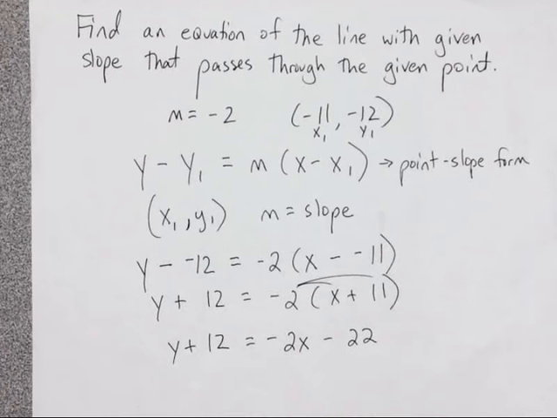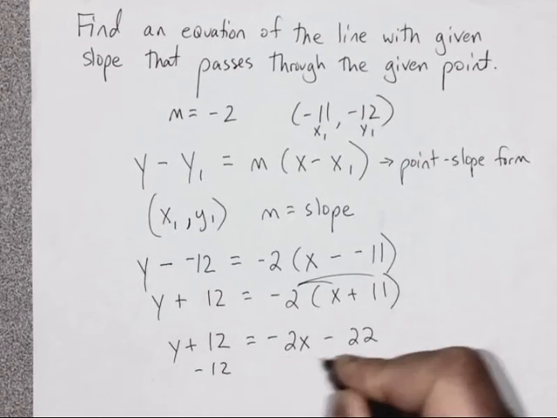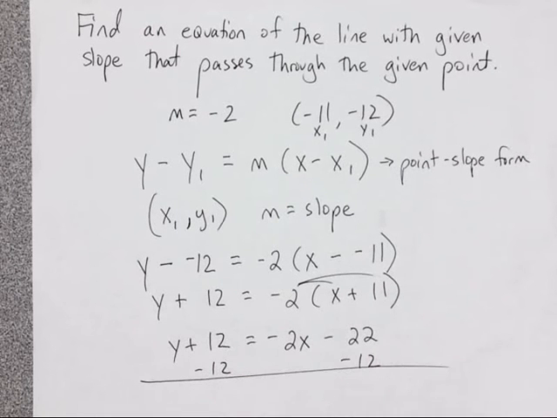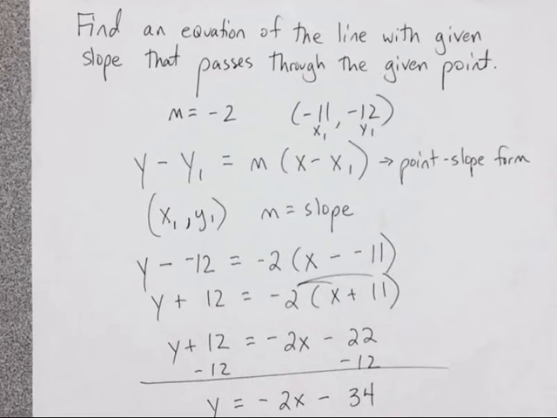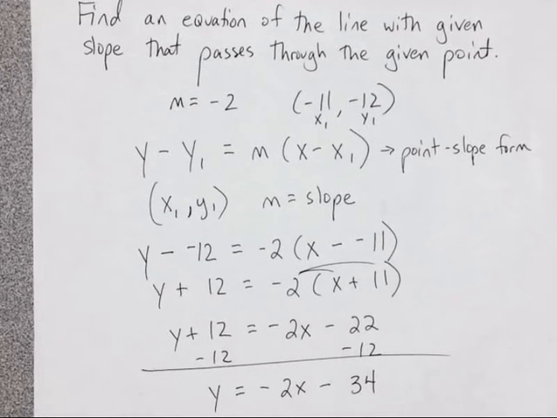And then from here, if I want to put it in slope-intercept form, I want to solve it for y. So I'm going to subtract 12 from both sides. Of course, these 12s cancel. And then negative 22 minus 12 is going to give me negative 34. Okay. And so now we have that equation in slope-intercept form.